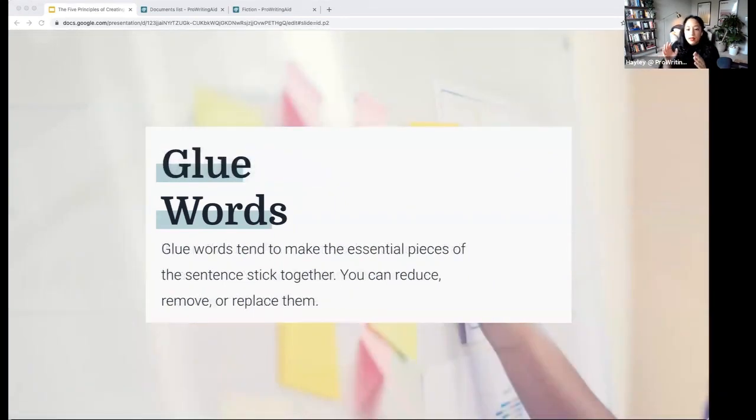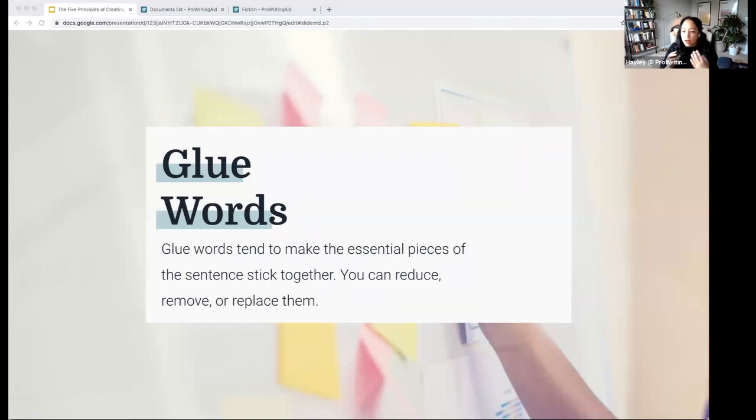Glue words, on the other hand, are all of the other words in your sentence, the words that make the essential pieces of the sentence stick together. You can reduce, remove, or replace them, and the sentence's meaning is not going to significantly change. So for instance, I said Hayley went into her kitchen or Hayley went to her kitchen. It's not going to significantly change the meaning of the sentence. Those words are glue words. Again, they make the sentence stick together. They perform an essential part of making the sentence make sense. However, you can reduce, remove, or replace them and still retain the main meaning of the sentence.